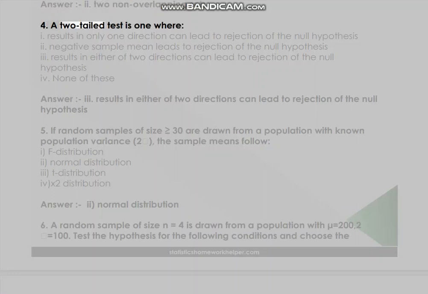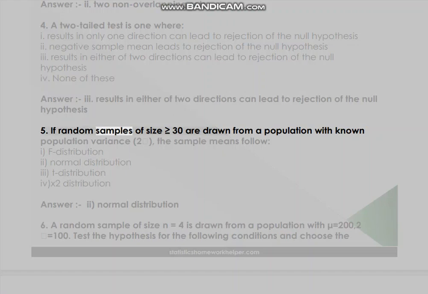4. A two-tailed test is one where: 1. Results in only one direction can lead to rejection of the null hypothesis. 2. Negative sample mean leads to rejection of the null hypothesis. 3. Results in either of two directions can lead to rejection of the null hypothesis. 4. None of these. Answer: 3. Results in either of two directions can lead to rejection of the null hypothesis.